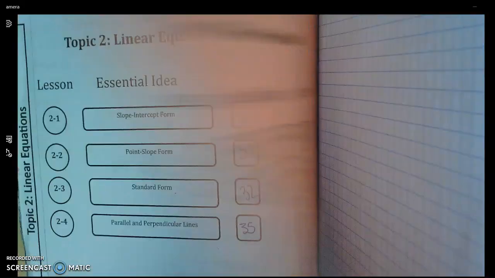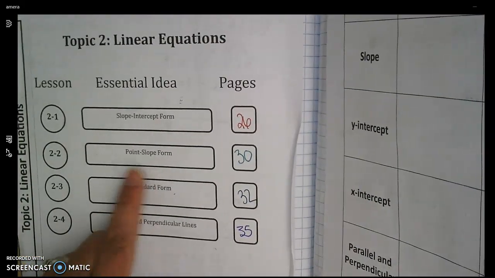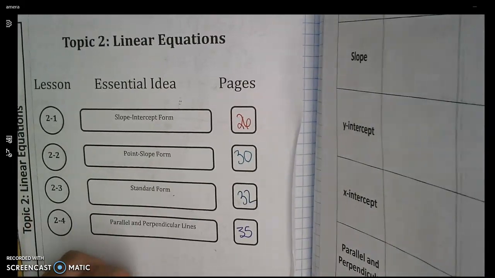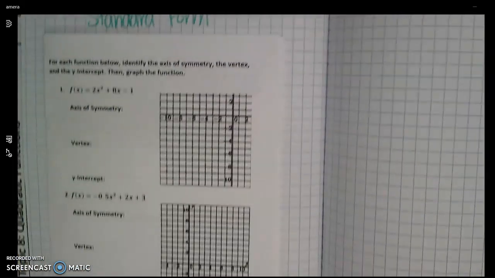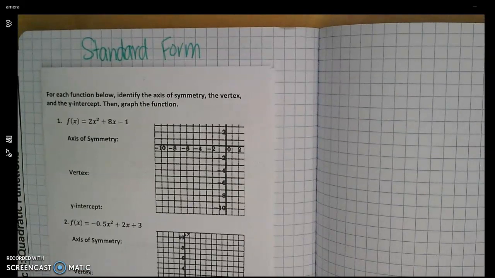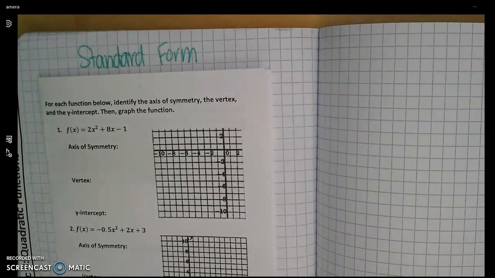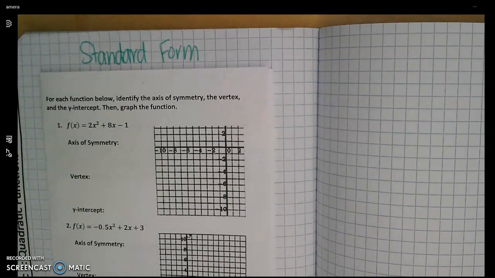Here it is. Slope-intercept form, point-slope form, standard form, right? This is just another form of a quadratic. If you do not have this yet, please make sure you get a copy of it, and then pause the video, get the copy, come back, and we'll begin.